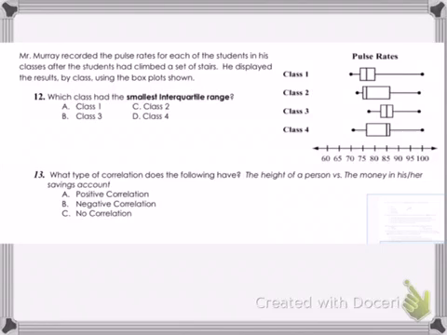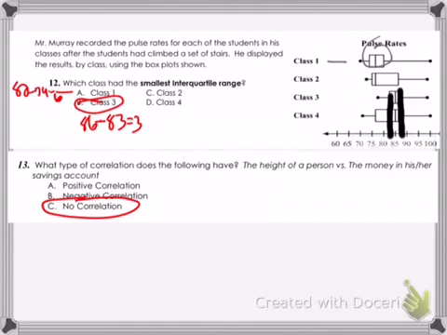Mr. Murray recorded the pulse rates for each of the students in his classes. After the students had climbed a set of stairs, he displayed the results by class, using a box and whiskers plot shown. Which class had the smallest interquartile range? Class 1, Class 2, Class 3, Class 4. What type of correlation does the following have? The height of a person versus the money in his or her savings account. Positive, negative, or no correlation.